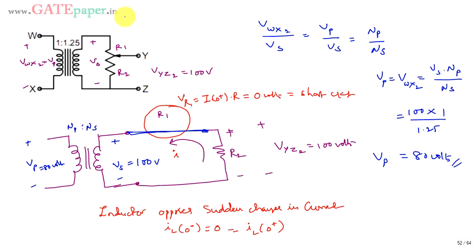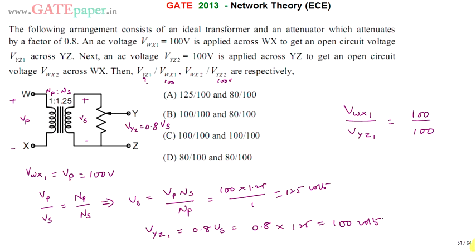So we get the ratio VWX2 by VYZ2 equal to 80 by 100. The final answer for this question: VYZ1 by VWX1 is 100 by 100, and VWX2 is 80 and VYZ2 is 100, so you get 80 by 100. So this is the right answer. B is the right answer for this question.